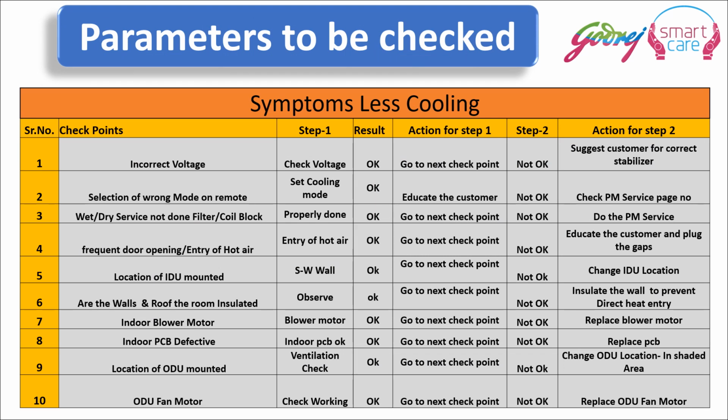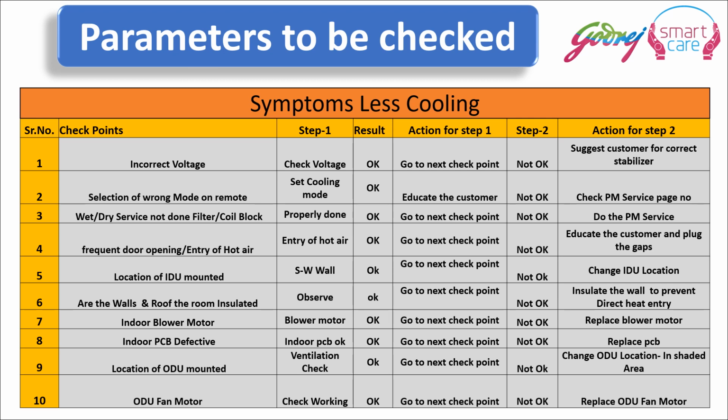Parameters to be checked. To check the incorrect voltage, we have to suggest a correct stabilizer to the customer. For the selection of the wrong mode on the remote, we have to set the cooling mode. Then we have to check whether the wet and dry service was not done on the filter and coil block. We have to ensure the proper service operation, and then check the frequency of door opening and entry of hot air. Educate the customer and plug the gaps.